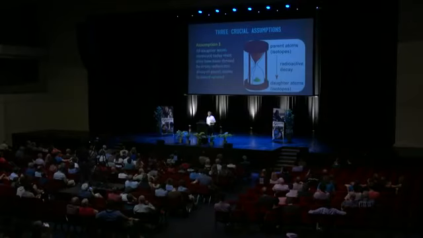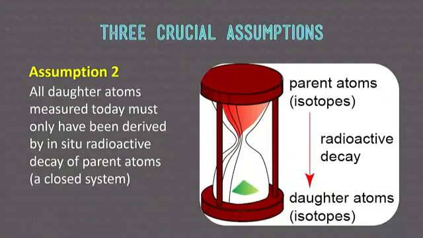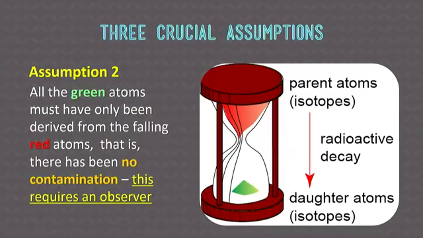Number 2, all the daughter atoms measured today must have been derived only by in situ radioactive decay of parent atoms. You had to have a closed system. In other words, all the green atoms must have been derived from the falling of red atoms only, that is, there's been no contamination. This also requires an observer.